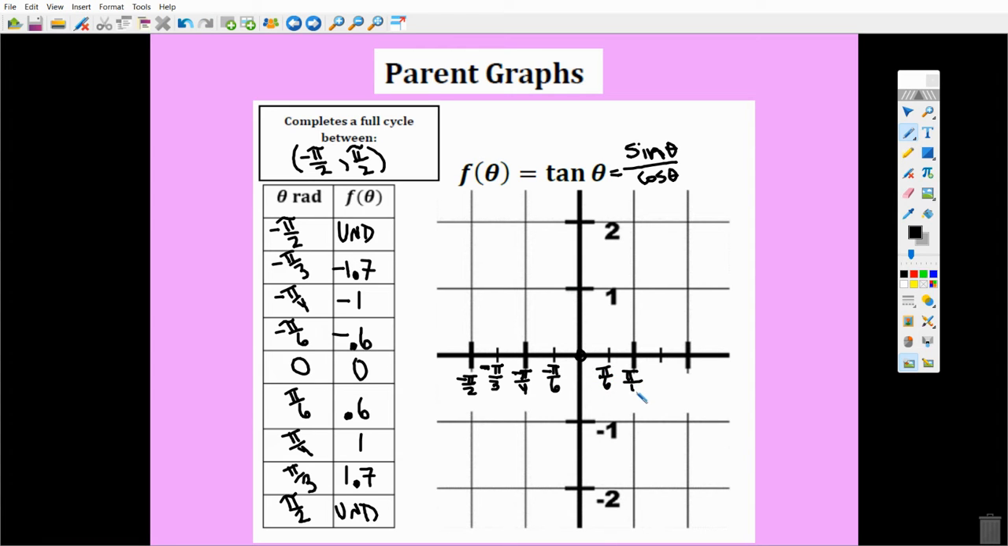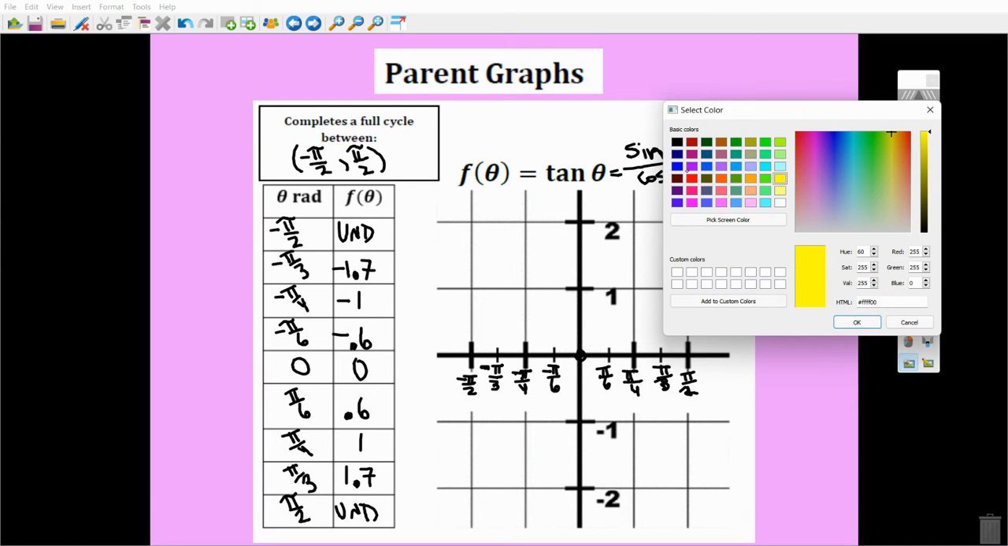Pi over 4. Pi over 3. And pi over 2. All right, so there it is. And now we're going to go ahead and fill in what we know. So at pi over 2, it's undefined. So what I'm going to do is take any color you want.